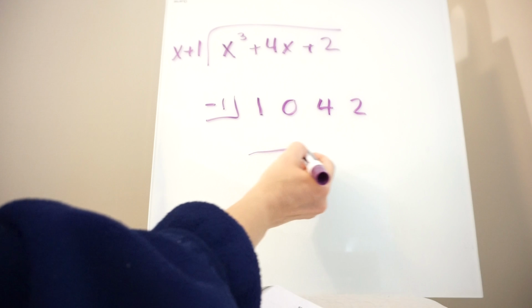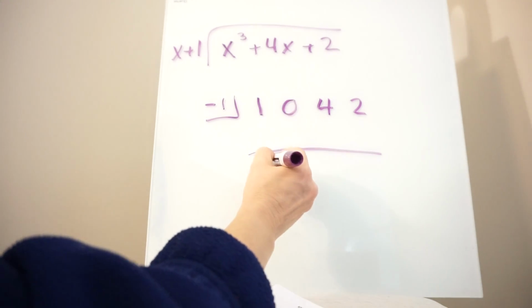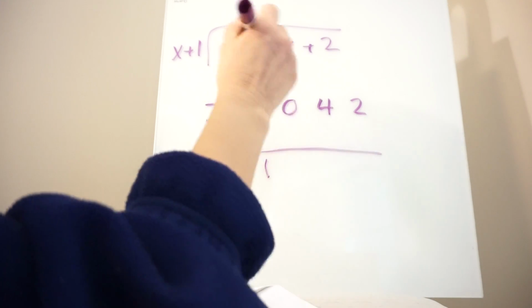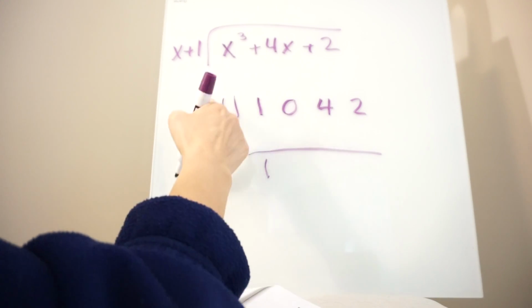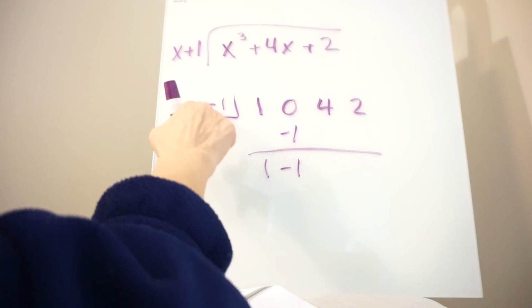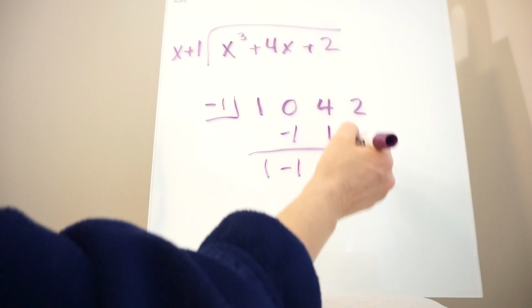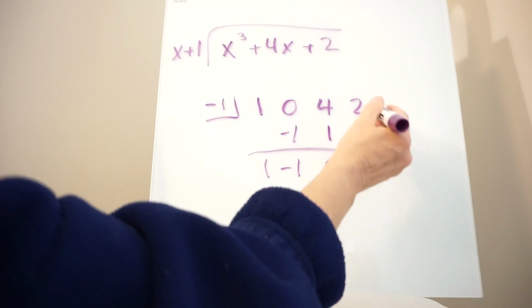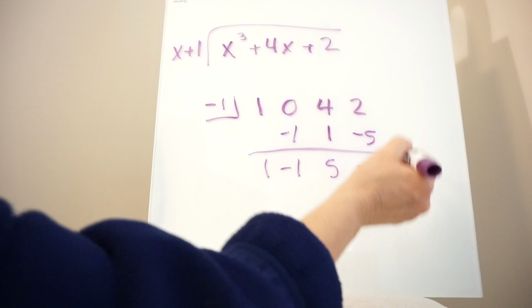and then we have our constant of 2. In synthetic division, we just bring down this 1, and then remember we're going to multiply and add, and then multiply and add, and we'll just keep doing that. So bring down the 1, now we multiply, we get -1, we add, -1, multiply, get 1, we add, we get 5, multiply, -5, we add, and we get -3.